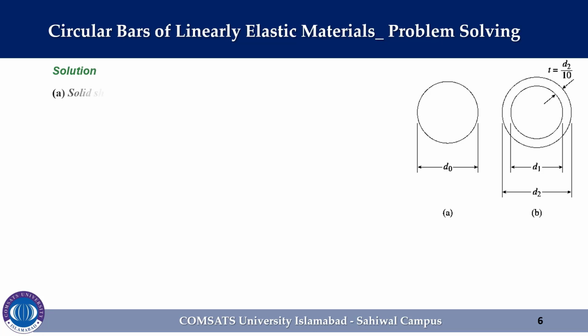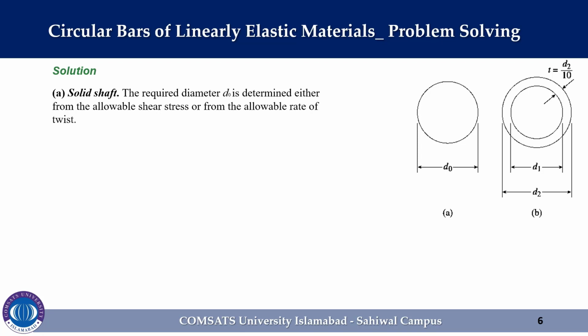So after analyzing the problem statement, now we will move towards the solution. In part A, we have to find out the required diameter of the solid shaft. The required diameter d0 is determined either from the allowable shear stress or from the allowable rate of twist. In the case of allowable shear stress, we rearrange the equation of shear stress of a solid circular bar. As discussed in the previous problem, the equation of shear stress is Ta equal to 16T over pi d cube. Rearrange this equation for d0, that is d0 cube is equal to 16T over pi Ta. Here T represents the torque and Ta is the allowable shear stress.